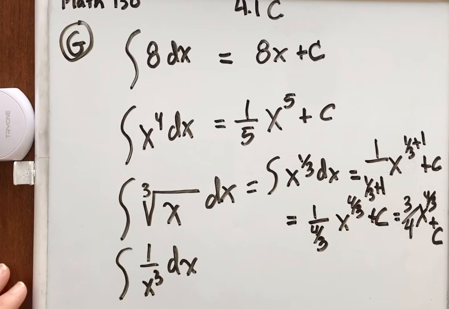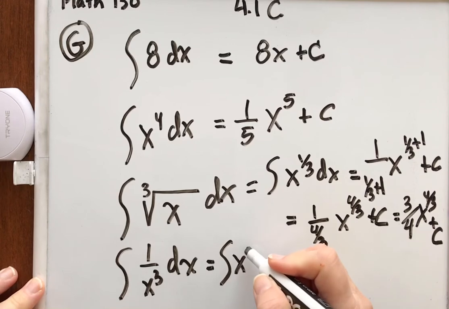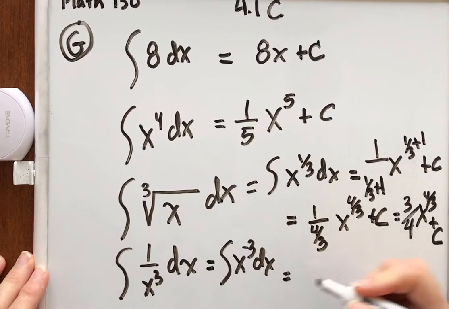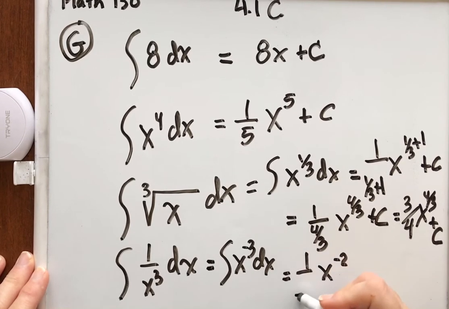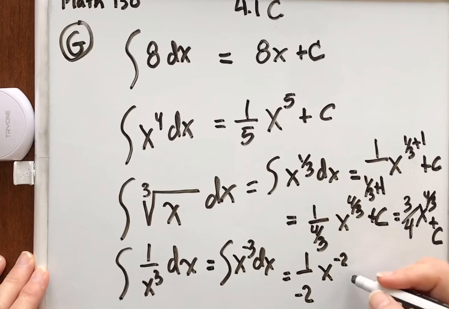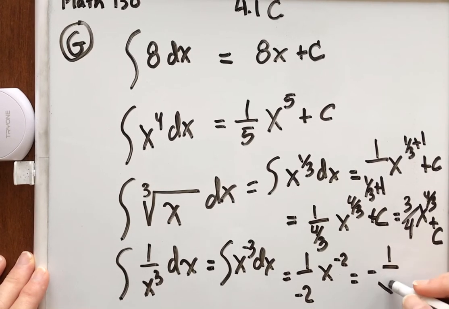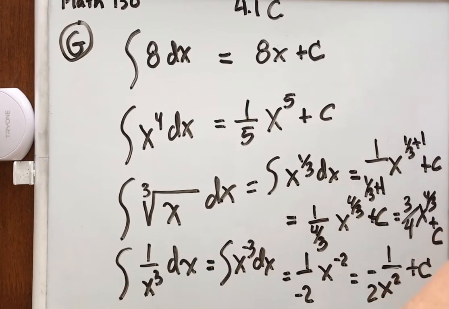Okay, and our last one, we're going to bring this up to x to the -3 dx. Adding 1, we get x to the -2 all over 1 over -2, and that's going to equal -1 over x squared, and we need a 2 next to that because of that 2. And then what else do we need? Correct, our plus c. Okay, really good.